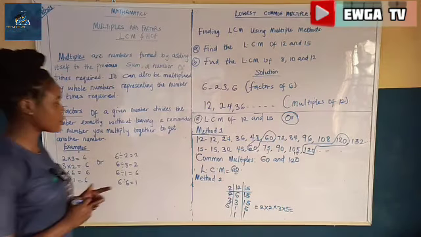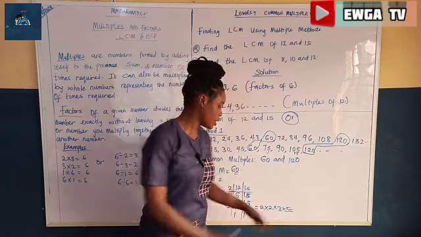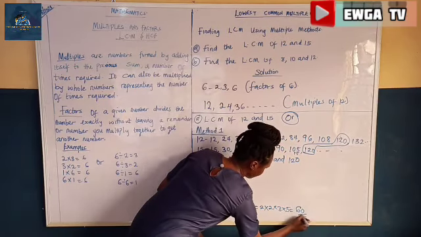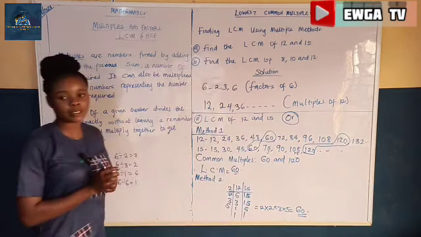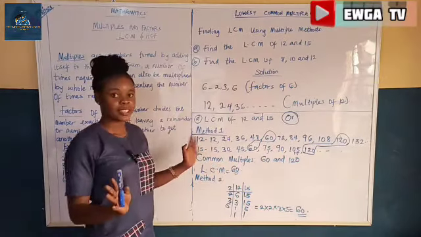So 2 times 2 we have 4. 4 times 3 we have 12. And 12 times 5 is giving us our 60. Still the same number, still the same answer. Any method you wish to use. It's as simple as that.